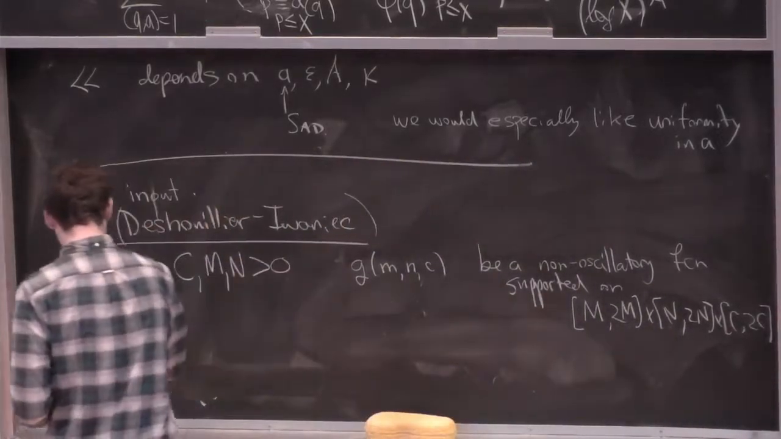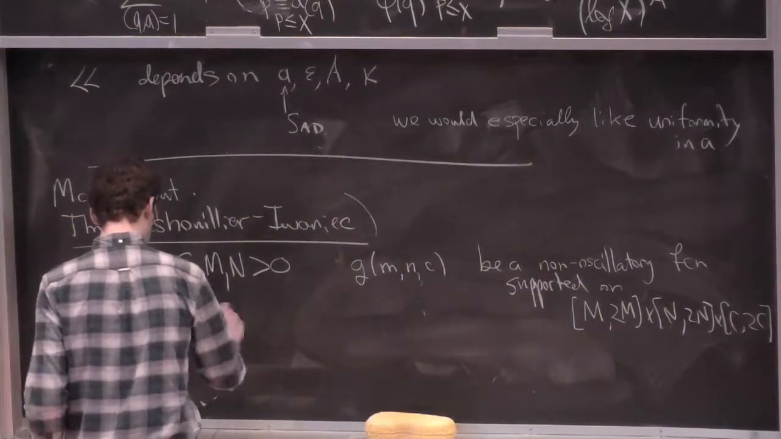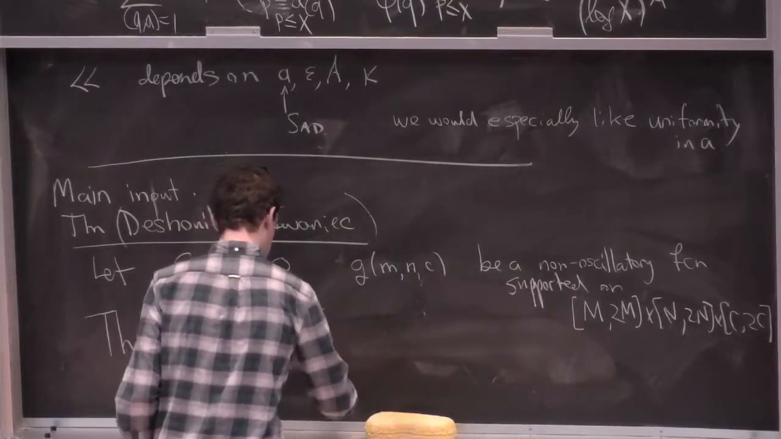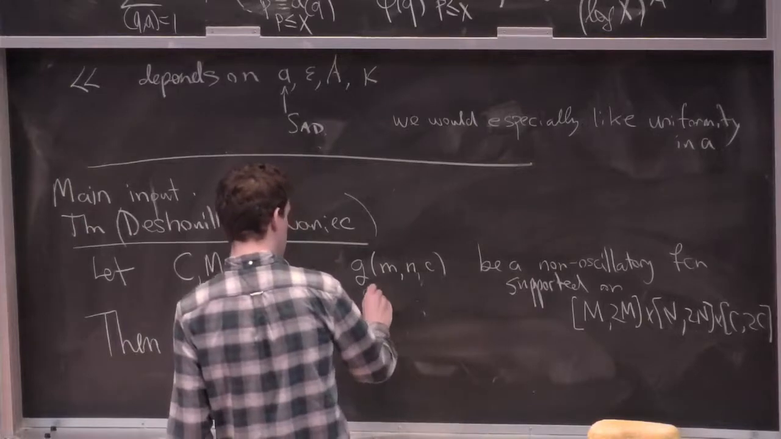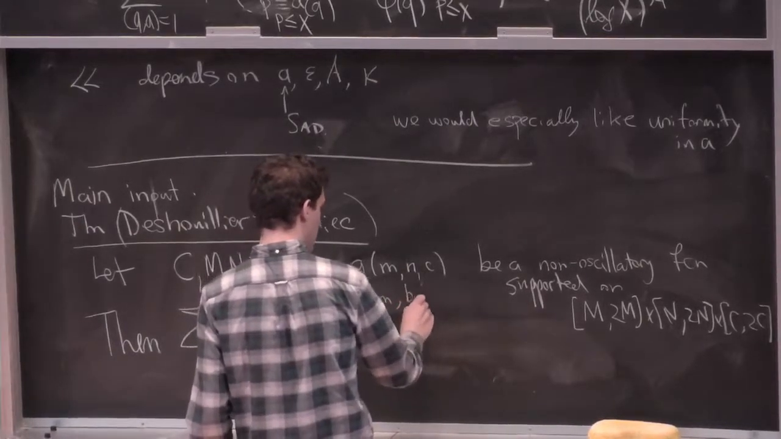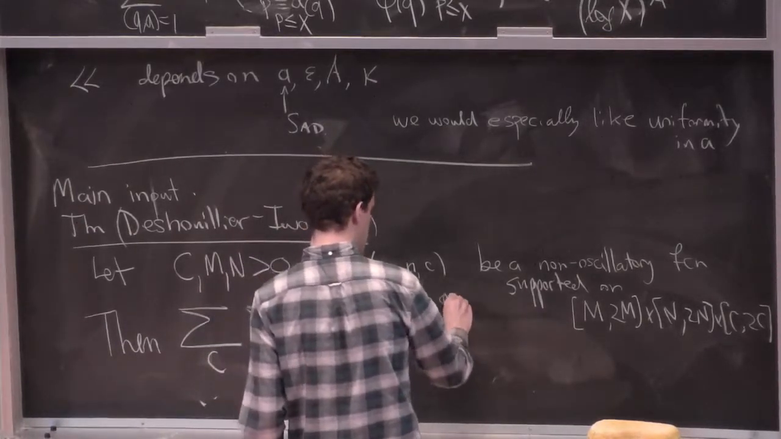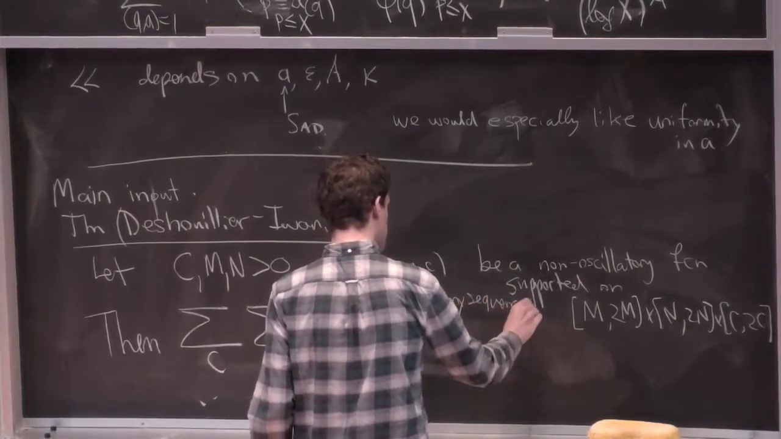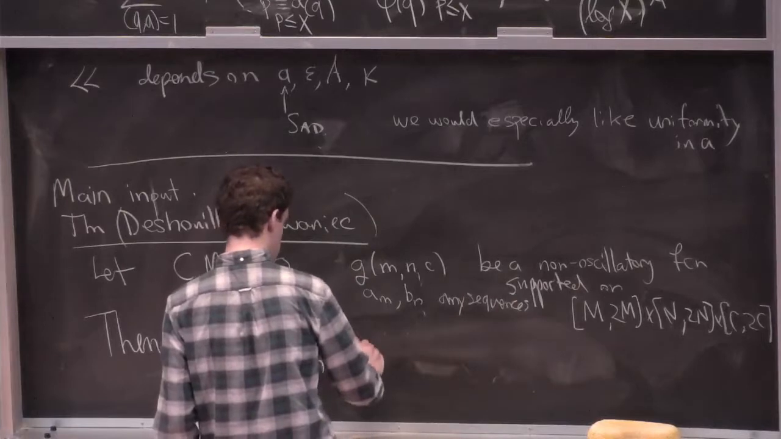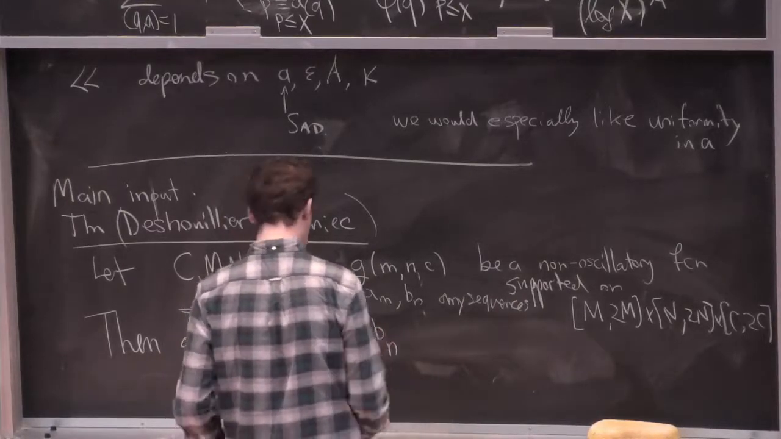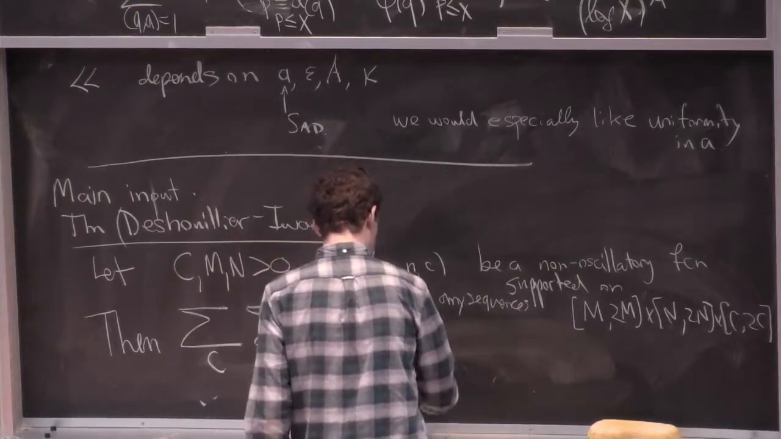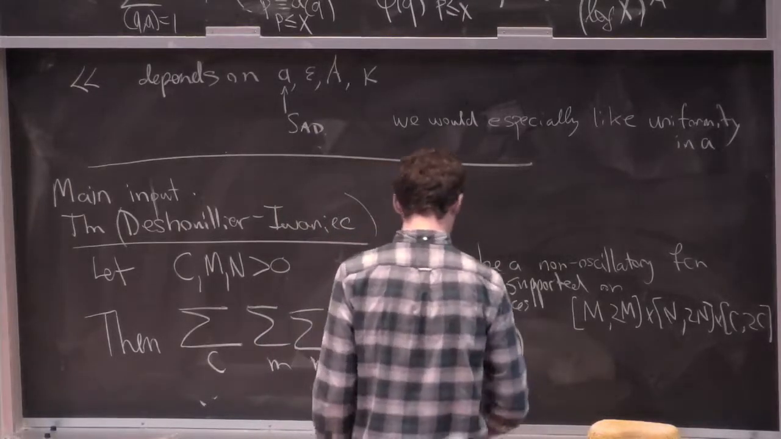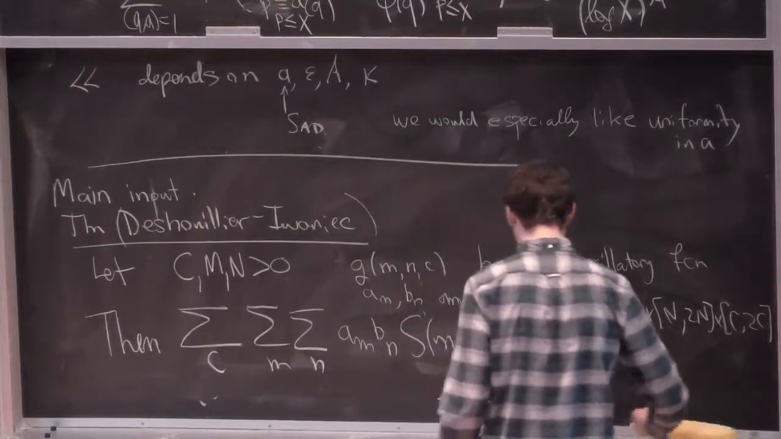Okay. Then if I have a sum over c and a sum over m and a sum over n, and A_m and B_n are any sequences of complex numbers, of course, and then here I've got S(m plus or minus n, c). Okay, then I have the following estimate.